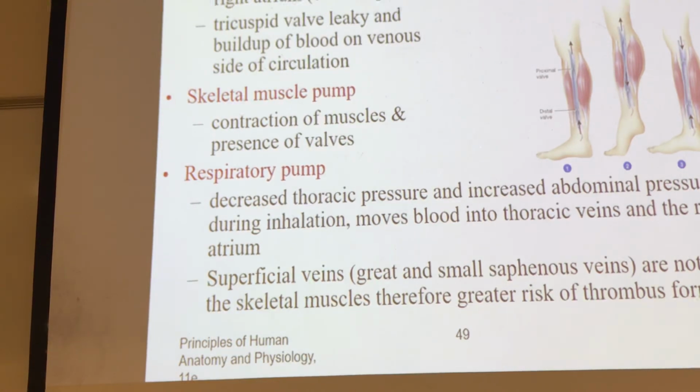Then comes our respiratory pump. The respiratory pump decreases the thoracic pressure and increases abdominal pressure during inhalation. In the process, you move blood from the veins into the right atrium. So into the inferior vena cava, directly into the right atrium. Into the thoracic veins, into the right atrium by the azygos.